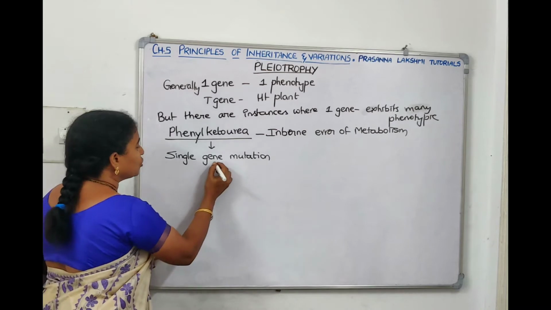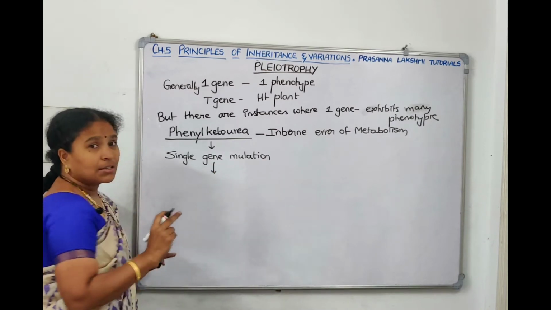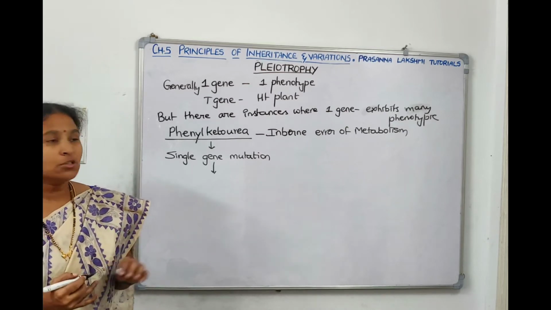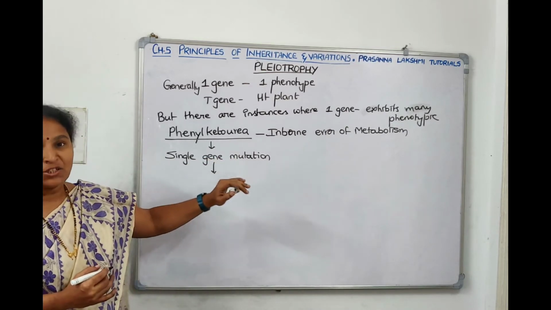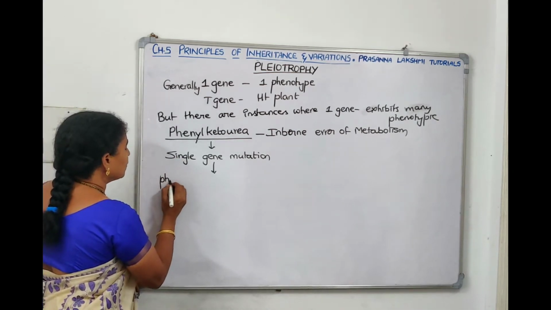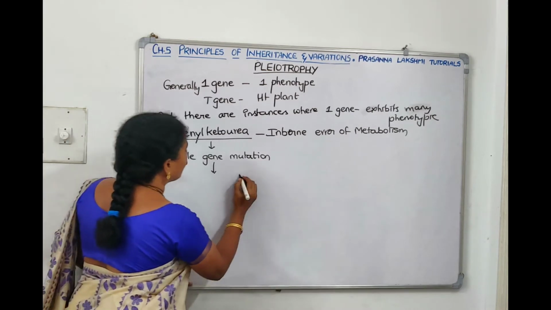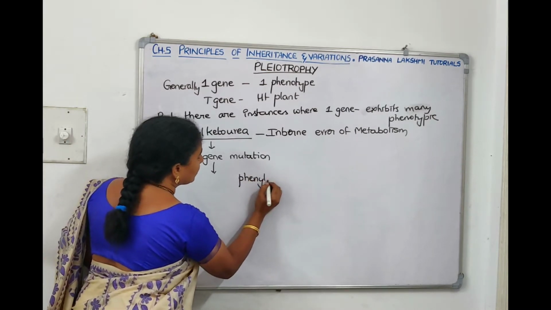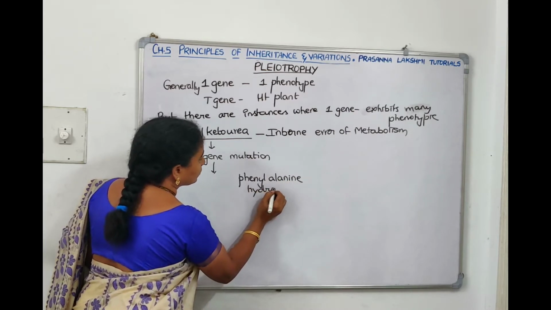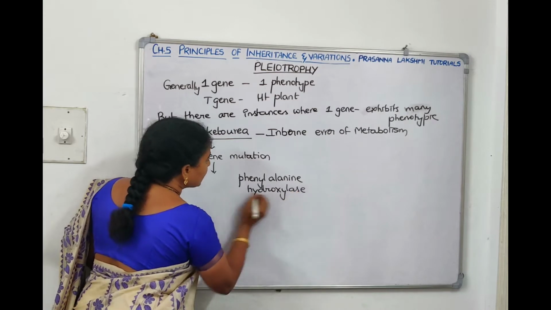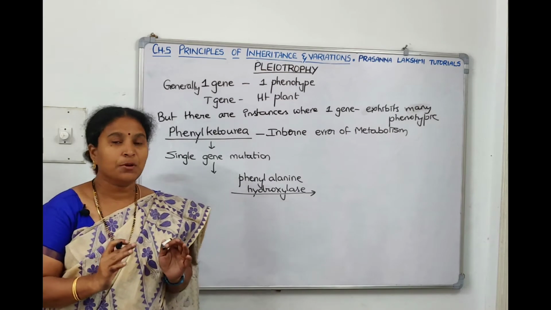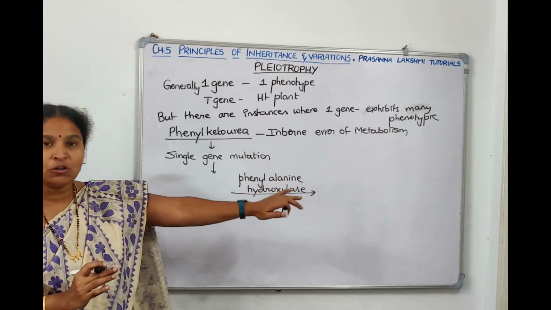What happens if that gene becomes defective? Then it's not able to produce an enzyme called phenylalanine hydroxylase. Because of the gene getting mutated, that gene is unable to synthesize the enzyme. The name of the enzyme is phenylalanine hydroxylase. Now, what is its role? Phenylalanine hydroxylase is an enzyme which is responsible for conversion of phenylalanine to tyrosine.